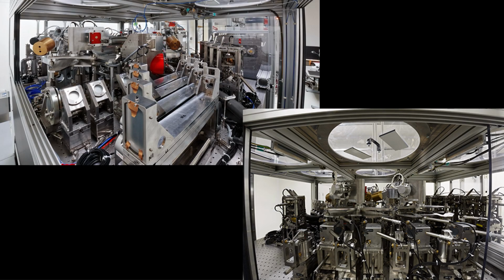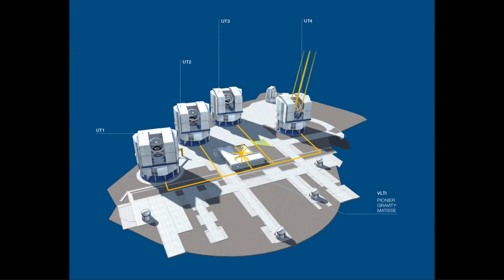MATISSE, the Multi-AperTure mid-Infrared SpectroScopic Experiment, is a second-generation mid-infrared instrument for the Very Large Telescope Interferometer that operates simultaneously in three atmospheric windows, the L, M, and N bands, from 3 to 13 microns. It combines the light from either the 4 unit telescopes, or UTs, or the 4 auxiliary telescopes, or ATs.